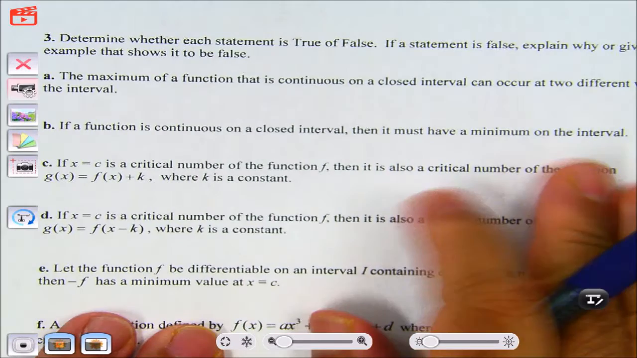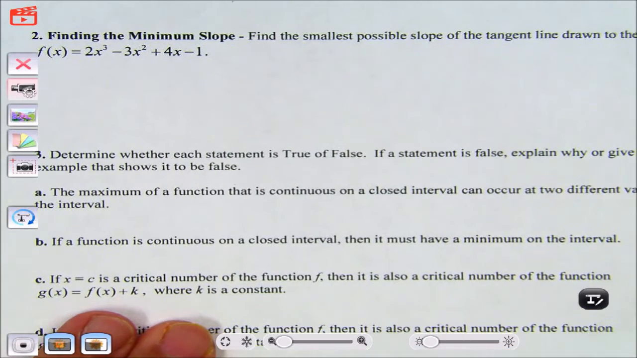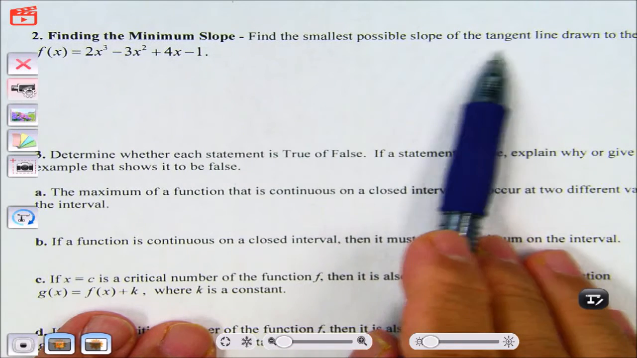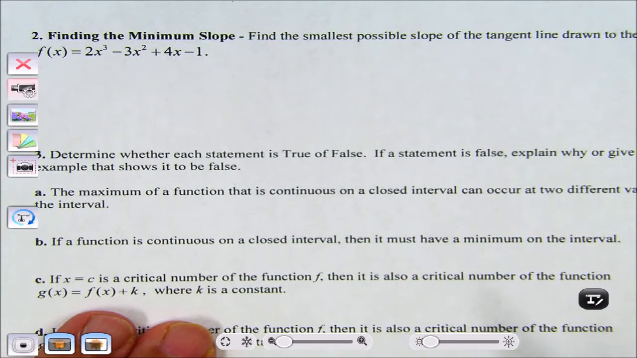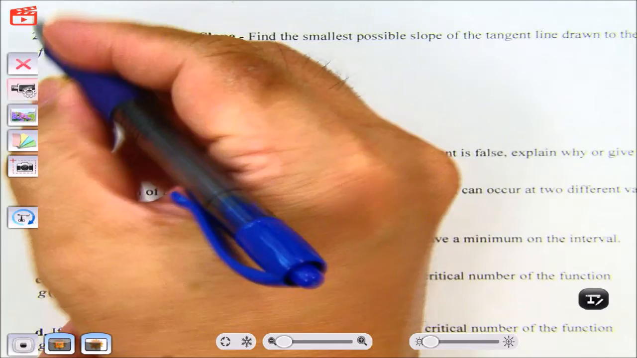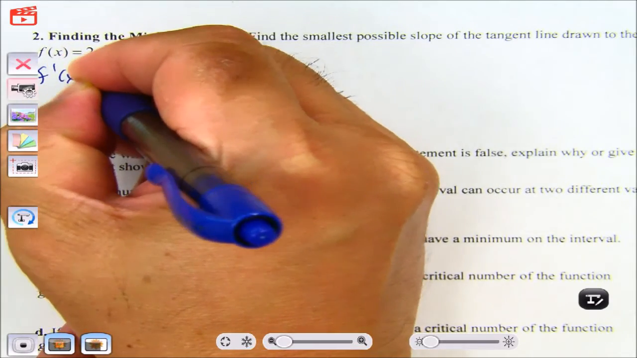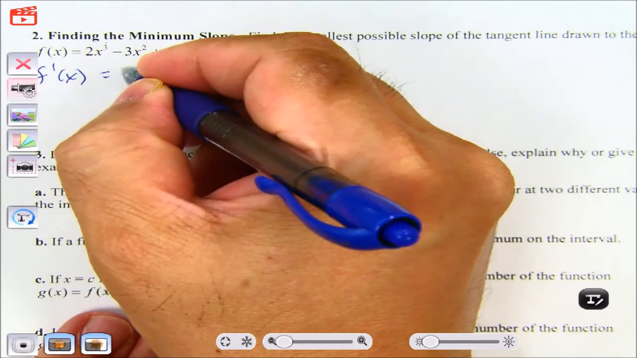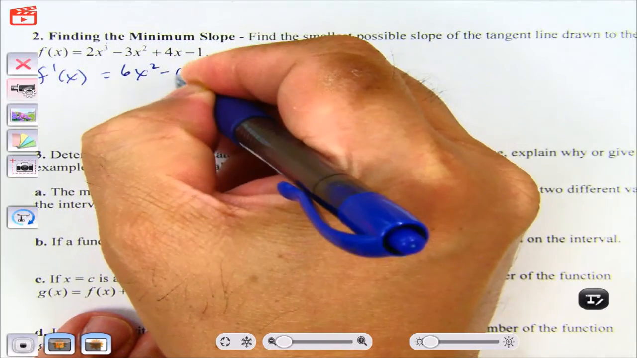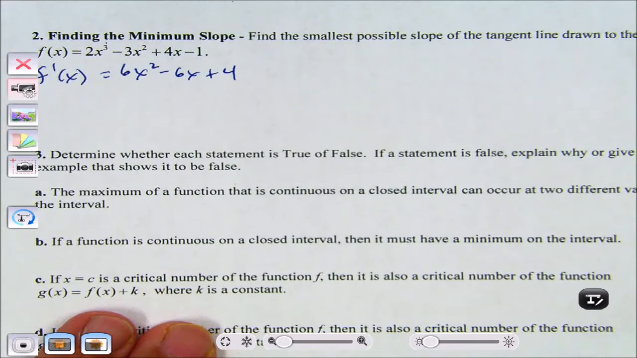Finding the minimum slope. All right. Find the smallest possible slope with a tangent line drawn to the curve. So we're looking for a minimum slope. How do you find the slope? You find the slope by taking the derivative of the function. So this is 6x squared minus 6x plus 4.